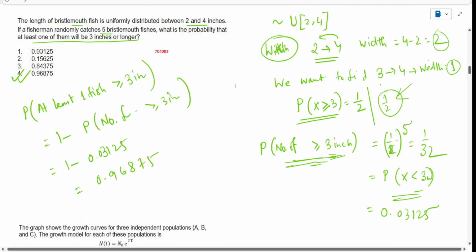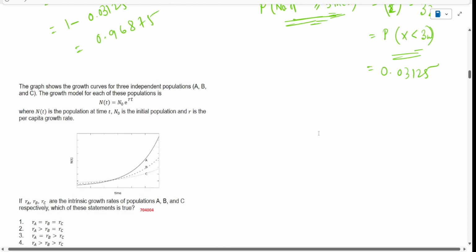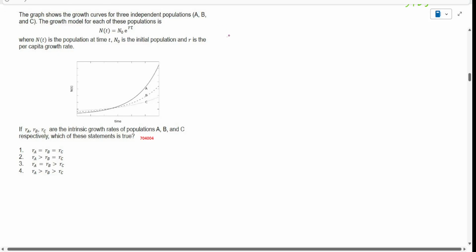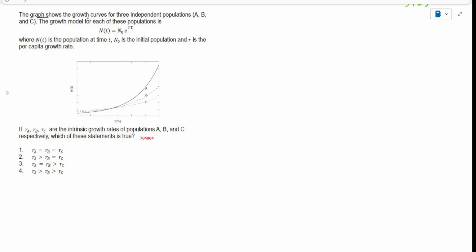Okay, it's a little bit difficult question, but if you see the question carefully, then you can definitely solve this. This is also a very nice question which can be done very easily just by observing. It says that the graph shows the growth curves of three independent populations A, B and C. The growth model of each of these populations is N(t) equal to a constant times exponential of rt.